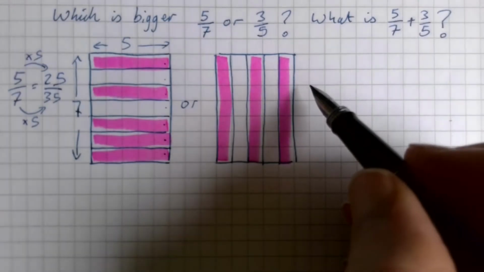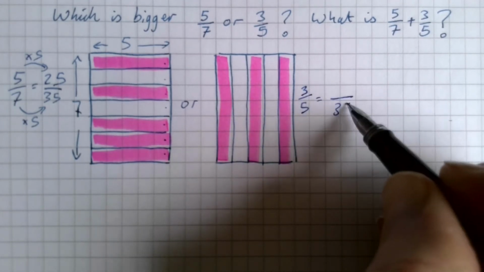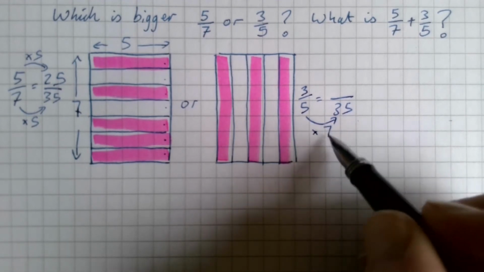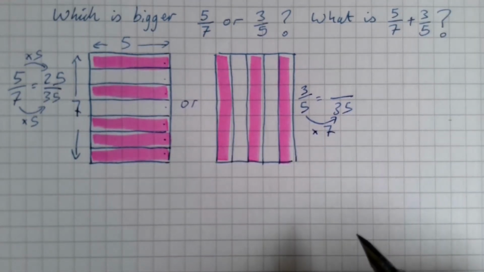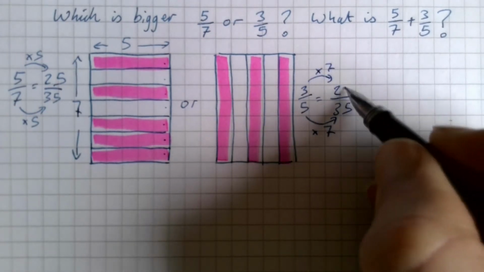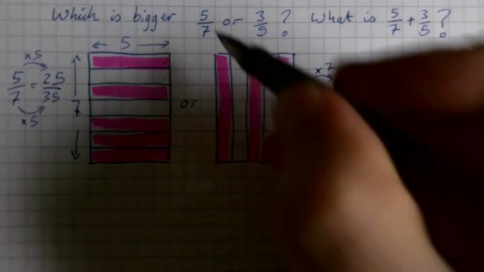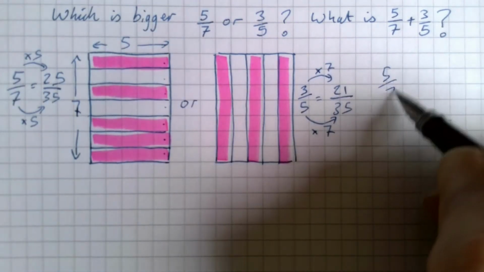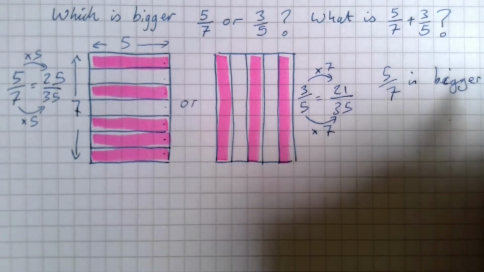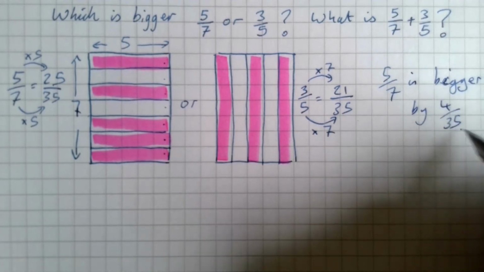And then doing the same idea over here, 3/5 into 21/35, because we've still got the same number of squares there. The 5 has had to be chopped up 7 times. And that means that we need 7 times as many of these pieces. And we've got 21 over 35. So 5/7 is bigger by 4/35. So quite a bit bigger.